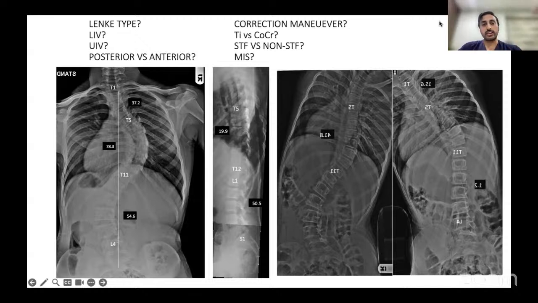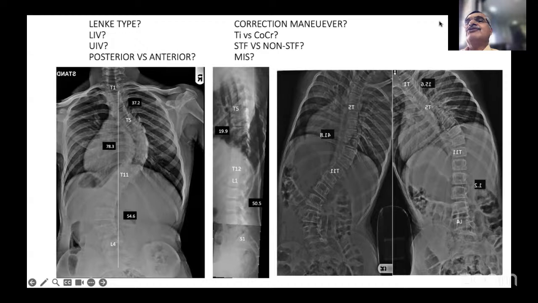So next is our instrumented level selection. So what would be the LIV for this case? Jhala sir, the upper instrumented vertebra first. Yeah, let's go with the upper instrumented. T3 for me. The upper instrumented would be T3 for me. For me, it is D3.